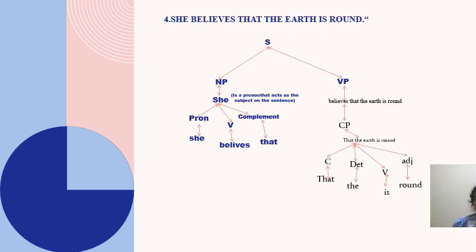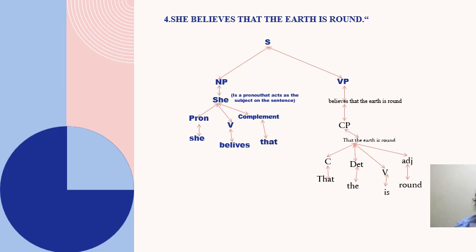Okay, the next slide is question number 4. The question is, she believes that the earth is round. Let me explain it with the syntax diagram. I have to solve this problem and divide it into several parts. The first is the sentence. In this question, this is the whole sentence: she believes that the earth is round.